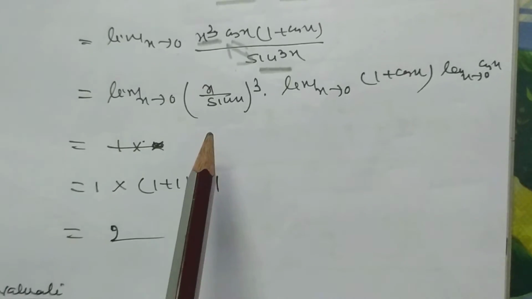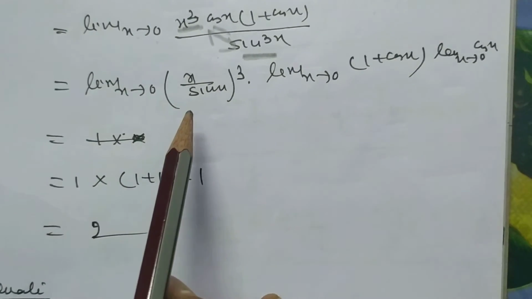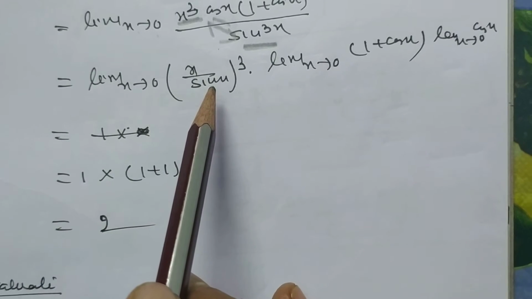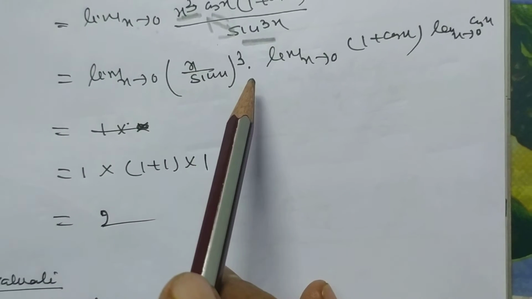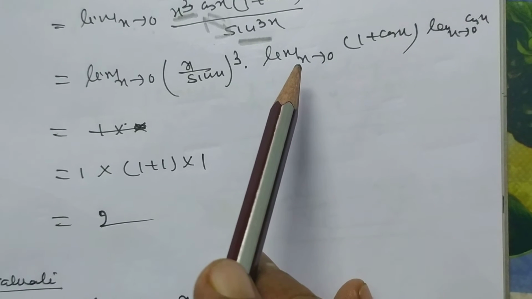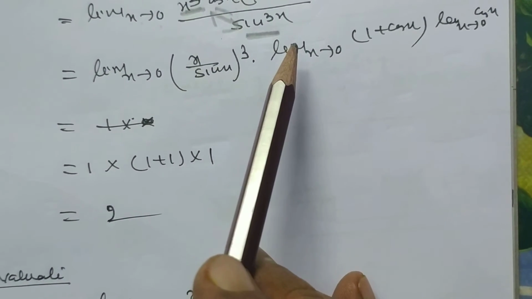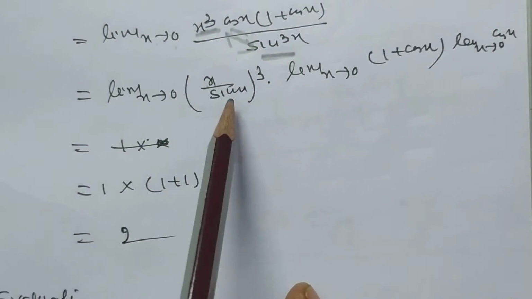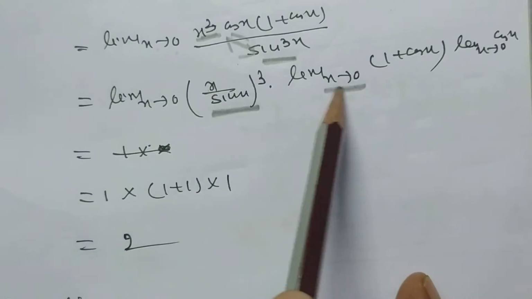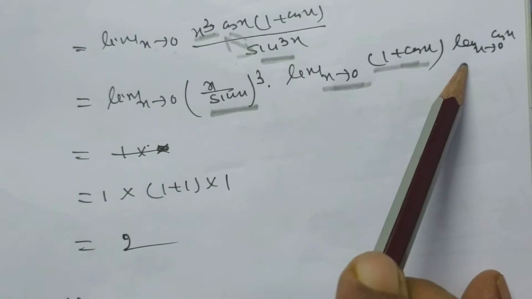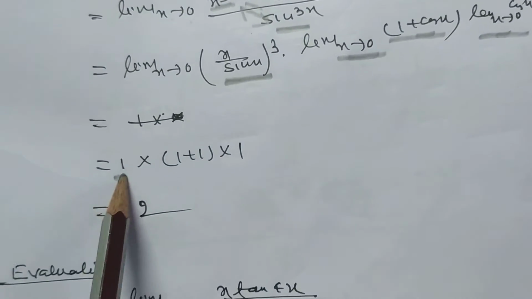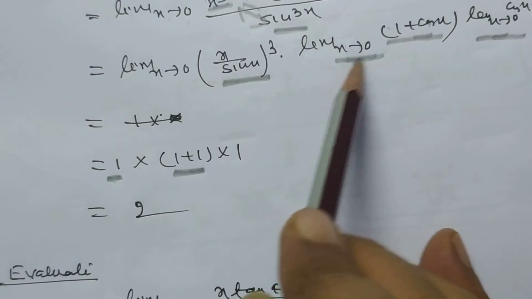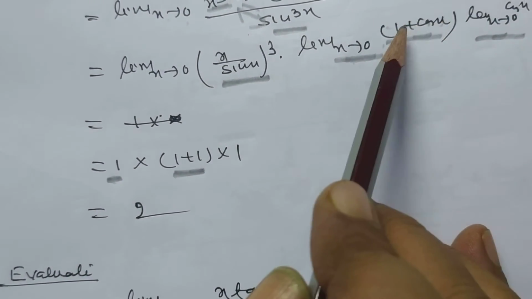My dear student, you must solve the problem sincerely so that you can resolve the formula on limit theta tends to 0 sin theta by theta or limit theta tends to 0 cos theta. You must solve this problem by using this formula. So now it will be x by sin x to the power whole cube. Limit x tends to 0, 1 plus cos x. Limit x tends to 0, cos x. So it is 1. It is 1 plus 1. The value of limit x tends to 0, 1 plus cos x is 1.